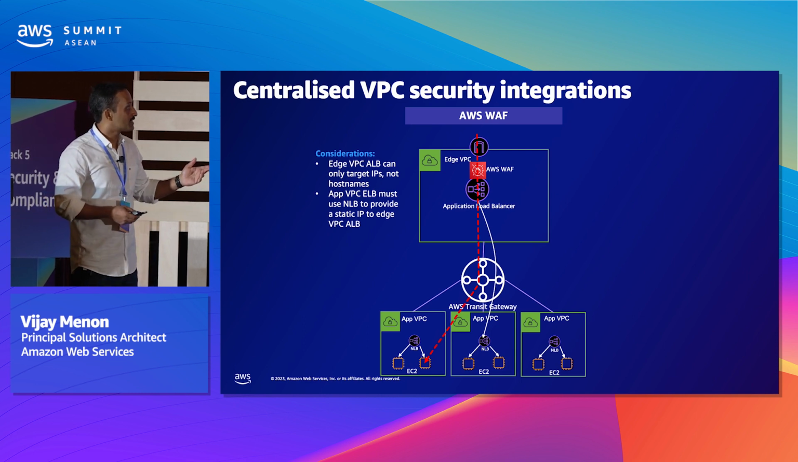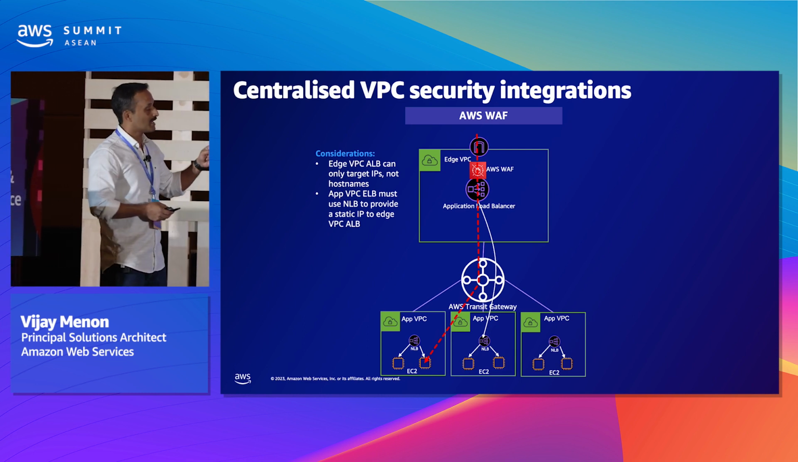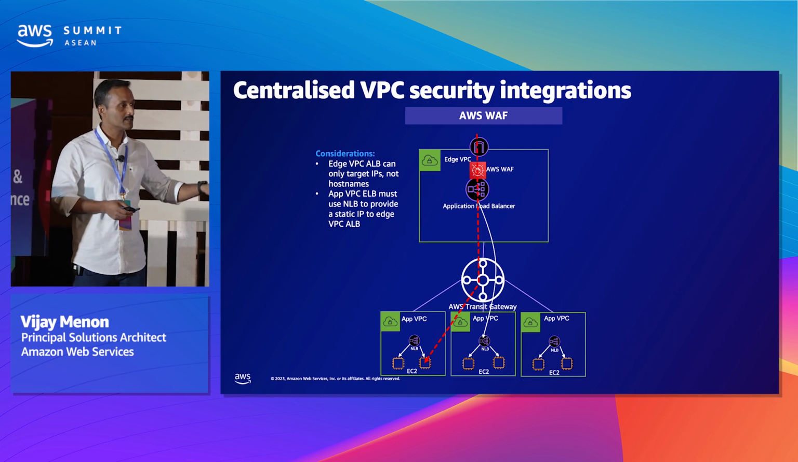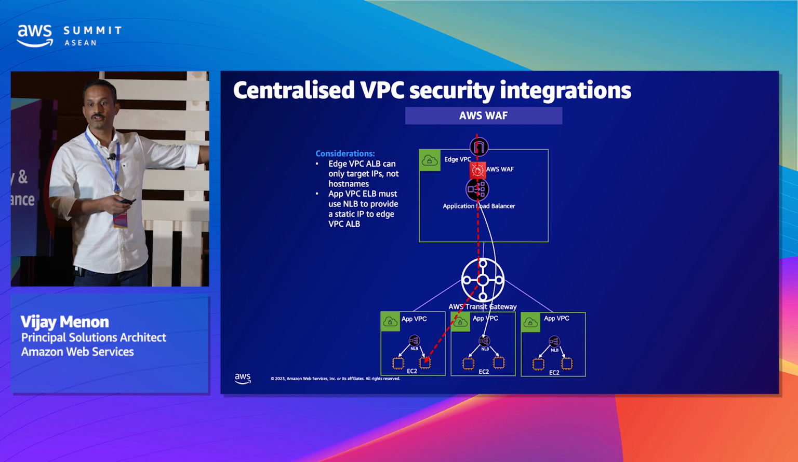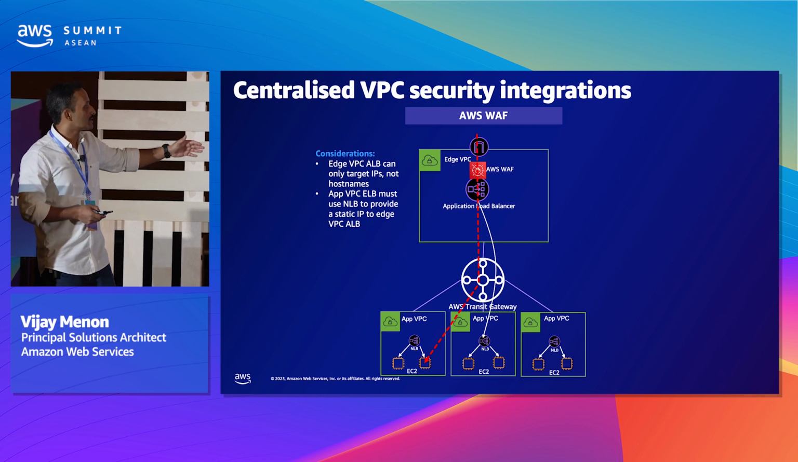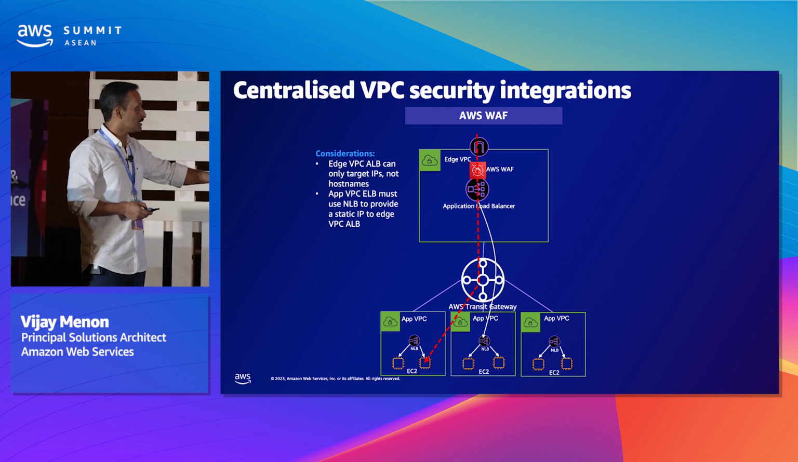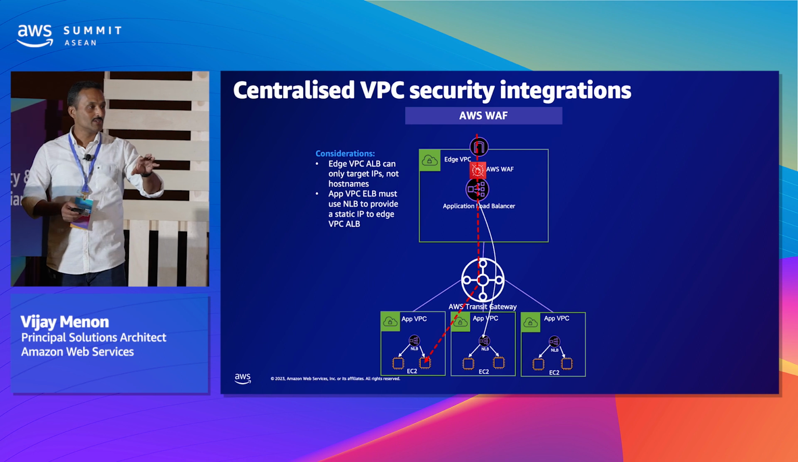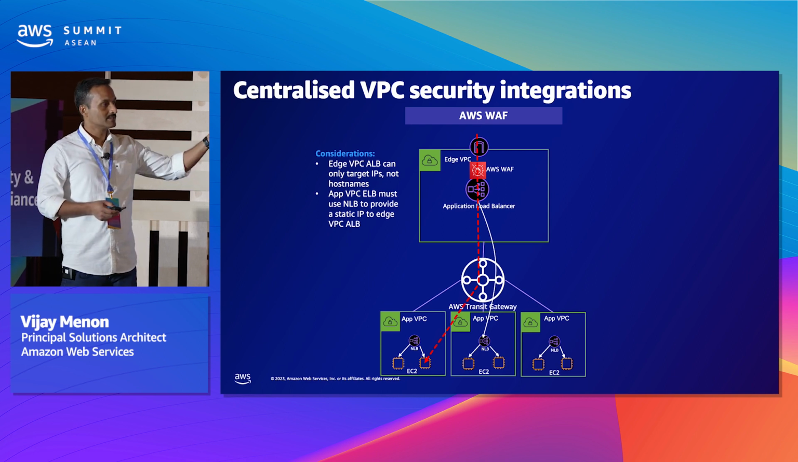Right? So the consideration here is that the application load balancer can use only the IP address of the network load balancer in the app VPC. It cannot use the host names in the target group. Right? And the second thing is your applications which are running in your VPC should be fronted by a network load balancer so that we can use the IP address of the network load balancer in the target group of ALBs in the edge VPC.